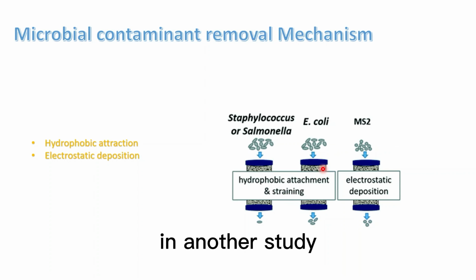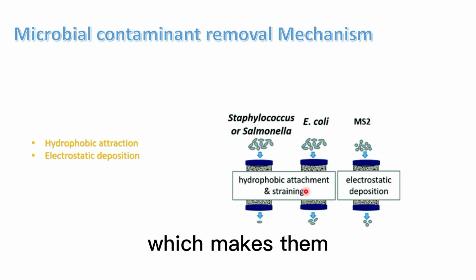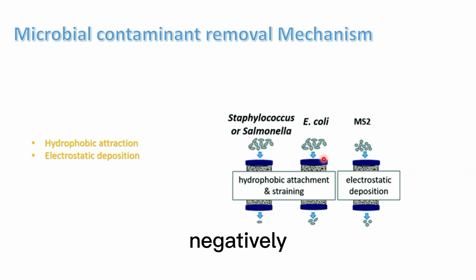In another study, similarly, phosphate groups are also present on the bacterial cell wall, which makes them negatively charged. So they can also interact with the surface of the biochar by means of electrostatic deposition.